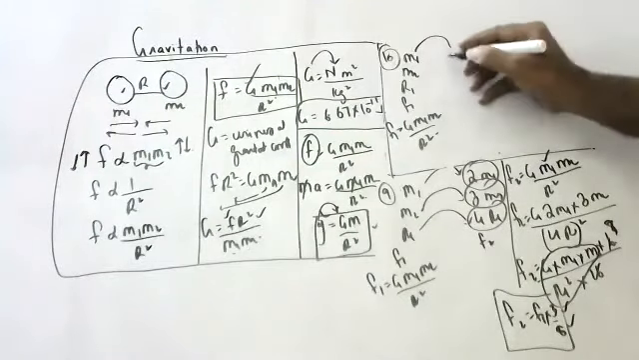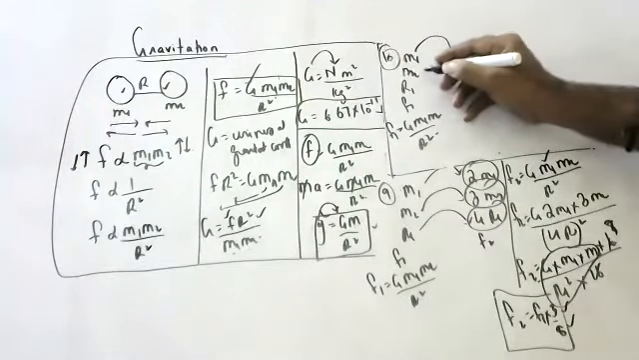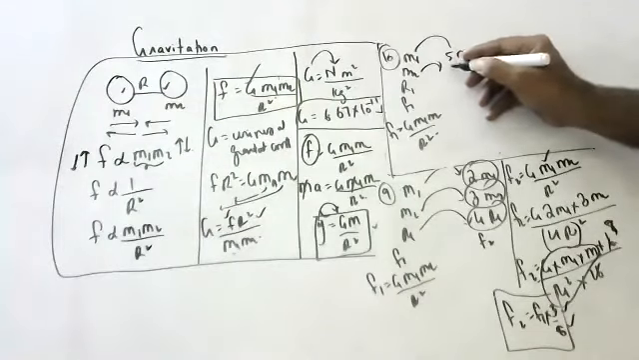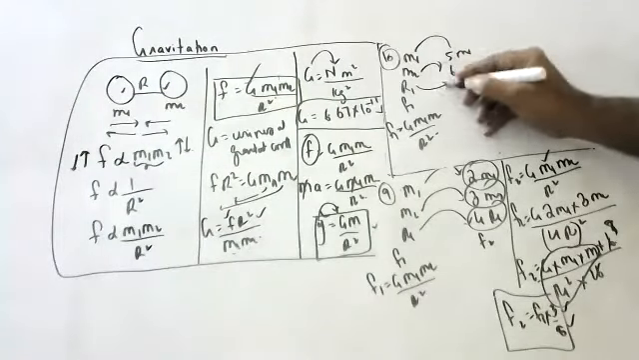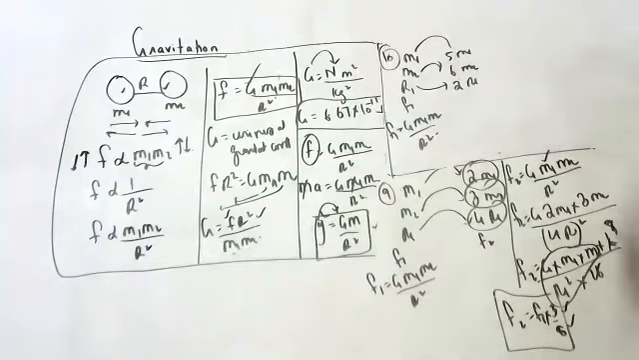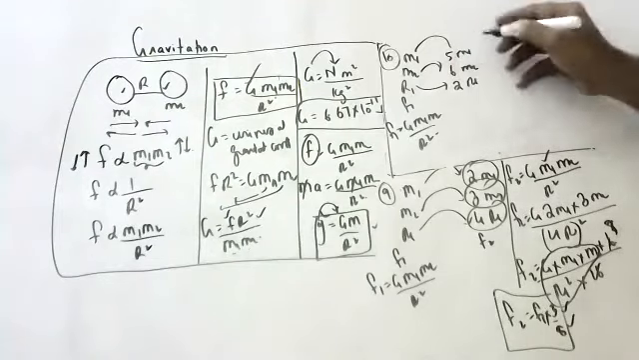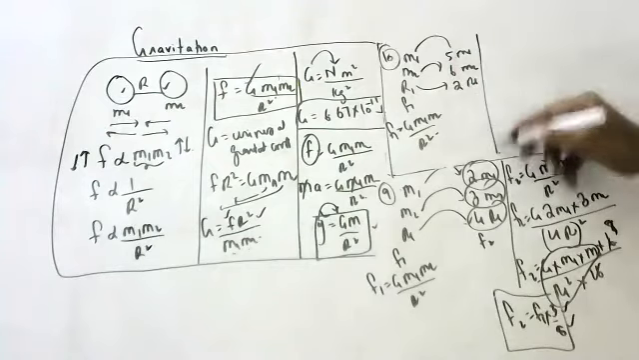Okay, the force is directly proportional... One mass is made 5 times, another mass is made 6 times, and the radius is made 2 times. What will be the new force?